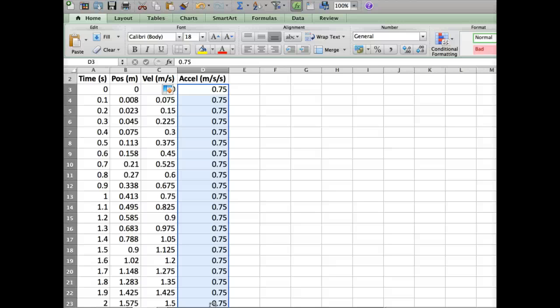Next time around, we'll do second order approximations and then show you how to create position versus time, velocity versus time, and acceleration versus time graphs. I hope you enjoyed.